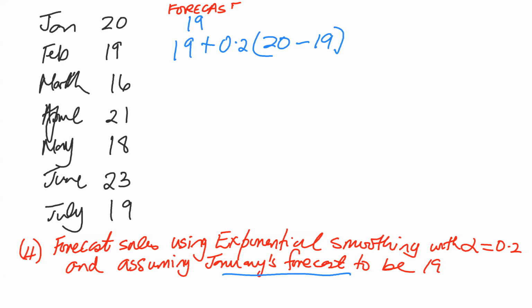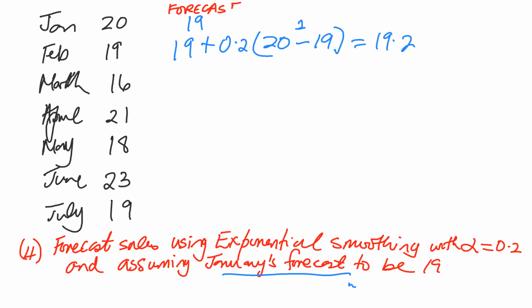So you always work your bracket first. 20 minus 19 is 1. So it's 20 times, 20 minus 19, which is 1, multiplied by 0.2. I know a lot of you are going to call for your calculators because you don't trust what your mind is going to tell you. You put in 0.2 times 1 and you get 0.2. So 20 minus 19 is 1, 1 times 0.2 is 0.2, 0.2 plus 19 equals 19.2. So your second forecast is 19.2, right?